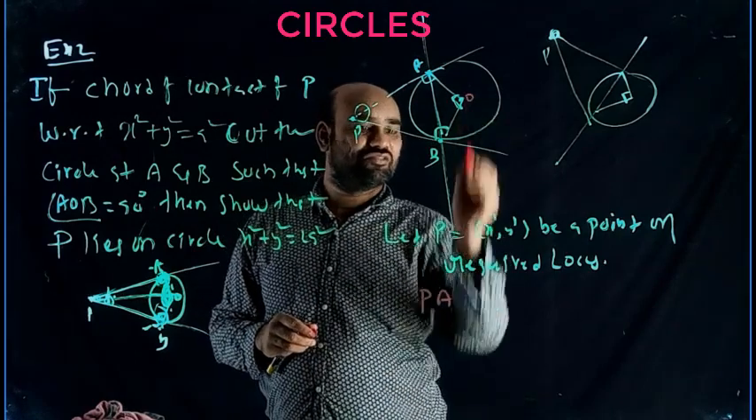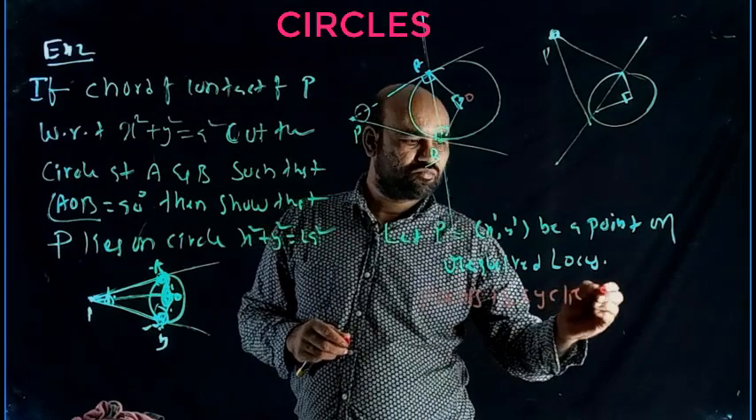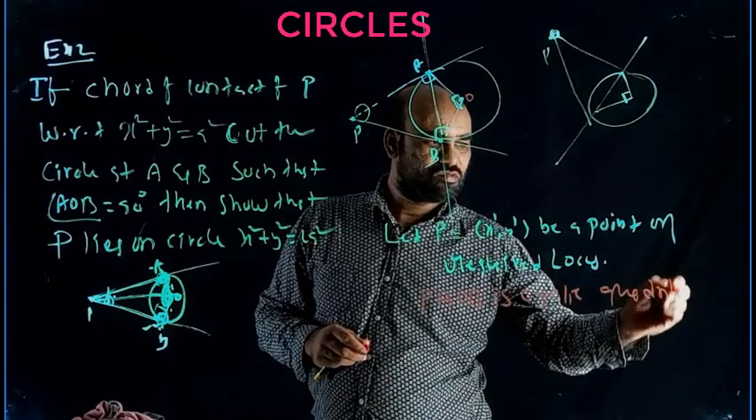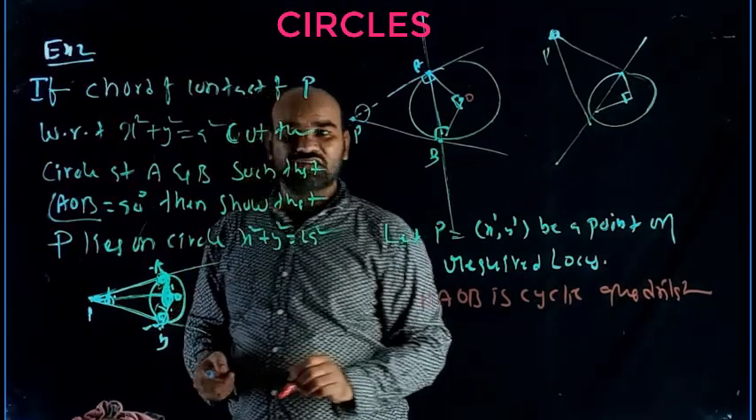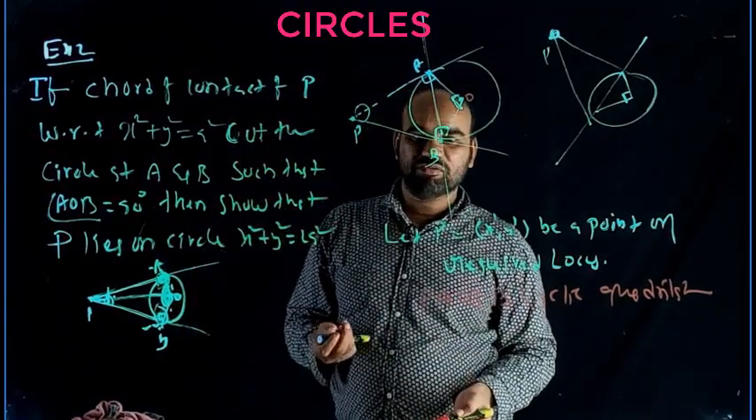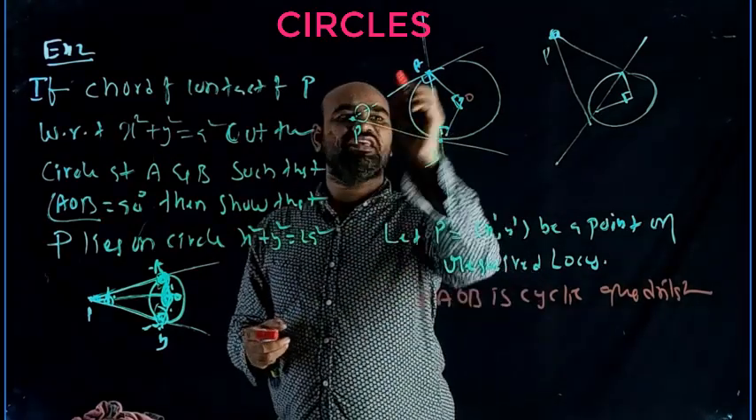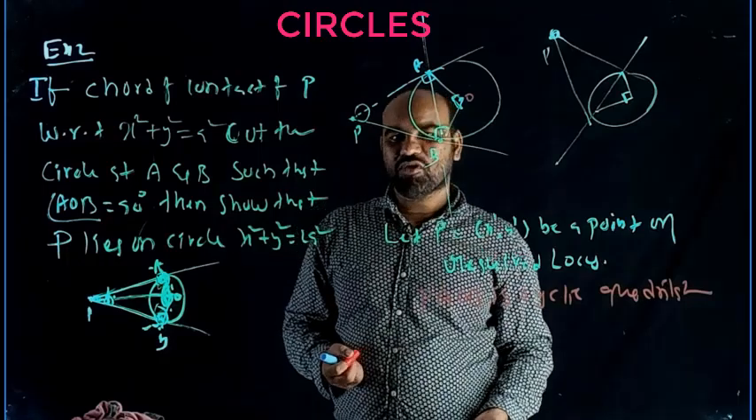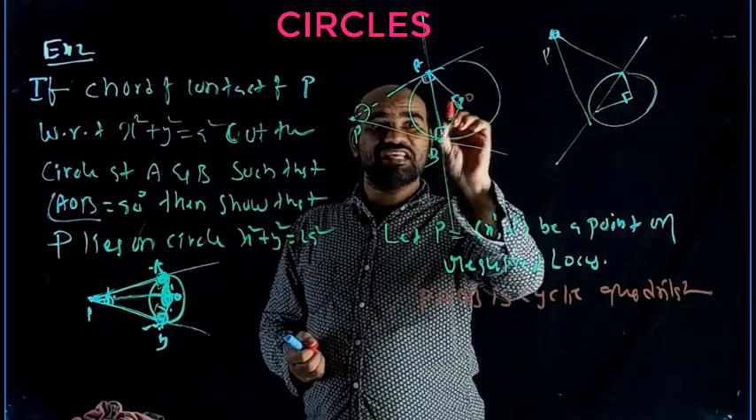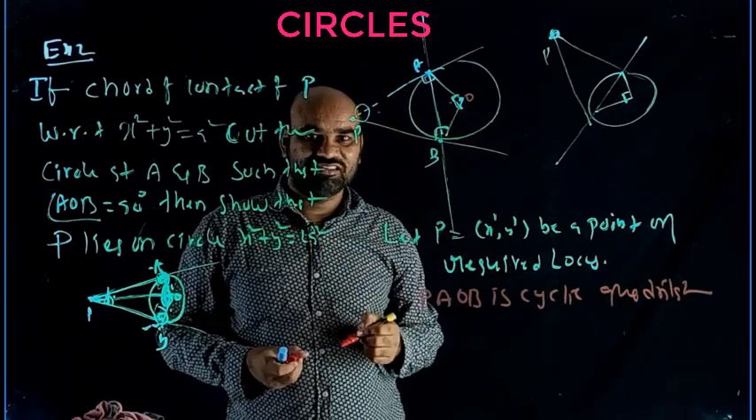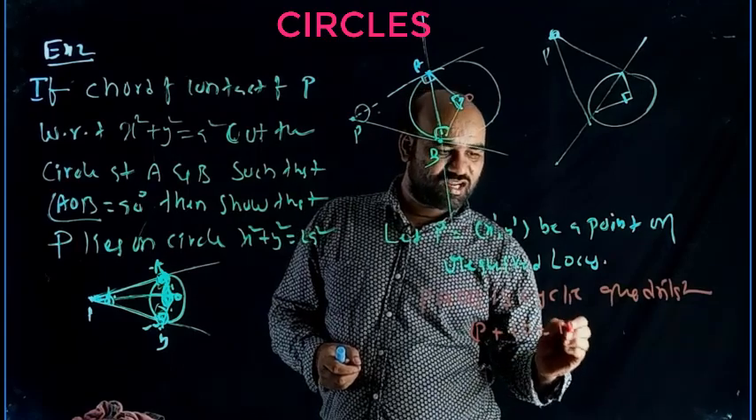By using this concept, I will write: PAOB is a cyclic quadrilateral. Already proven, as you can see, cyclic quadrilateral, here 90 degrees, here 90 degrees, no? In a quadrilateral, if the sum of opposite angles is equal to 180 degrees, it is called a cyclic quadrilateral. So PAOB is a cyclic quadrilateral. What is the property? Sum of opposite angles is 180, no? Here 90 plus 90, 180. So this angle plus this angle is also 180 only. I will write like this: angle P plus angle O equal to 180.